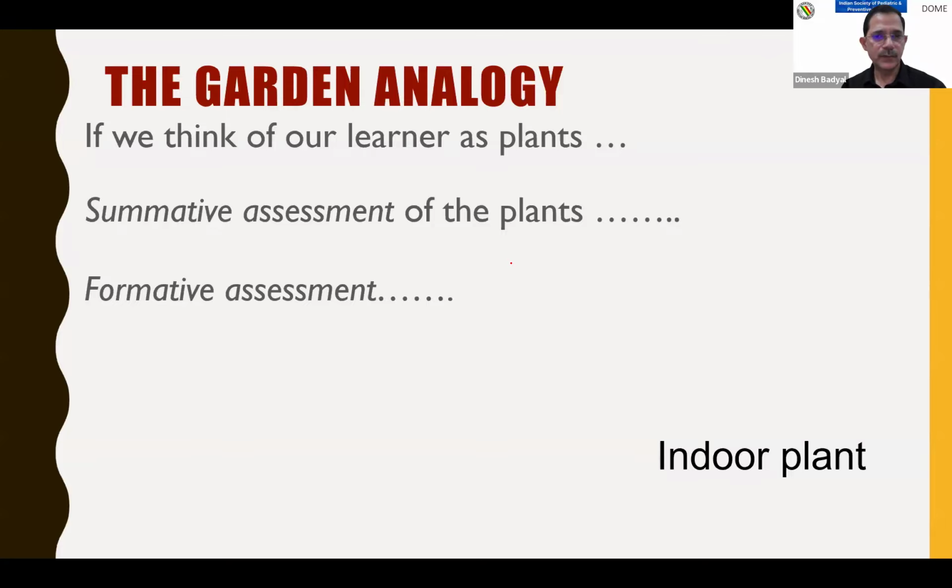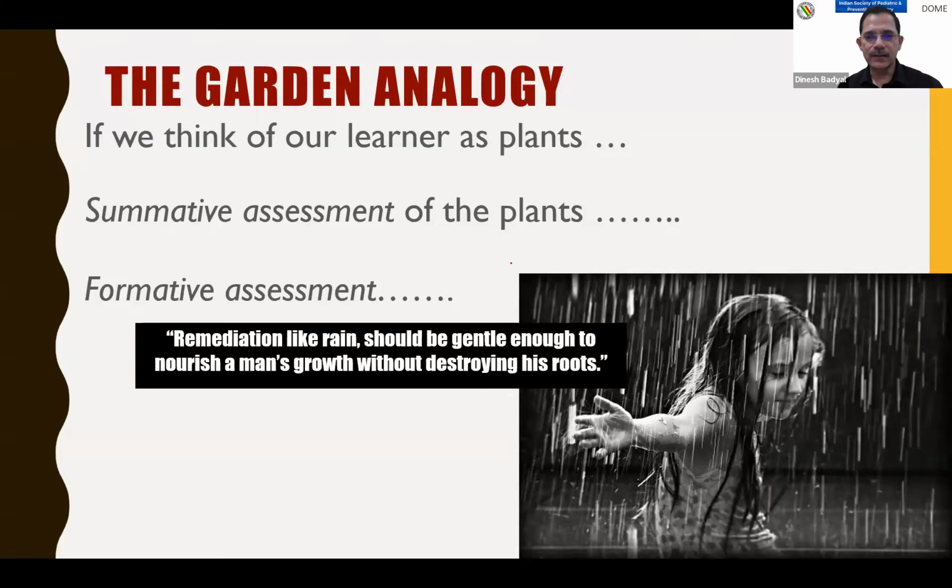There are many indirect signs which you can see on the leaves, on the branches. Just looking at the pot will give you some idea. The color of the plant will give you an idea. So these indirect parameters or surrogate markers, you need to observe. That's what we call the garden analogy. For example, the yellow one in the pot. So why do we do this? They say remediation is like rain, should be gentle enough to nourish a man's growth without destroying his roots.